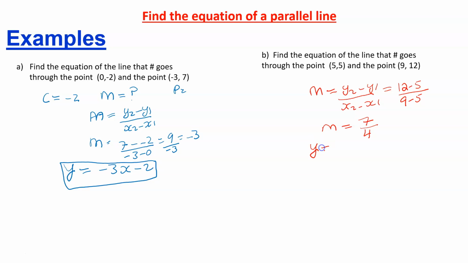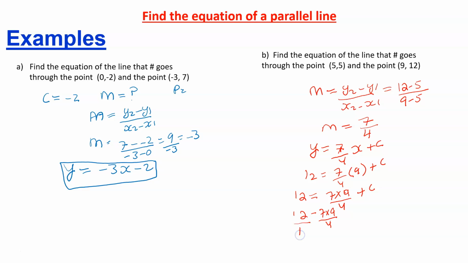To find your c, you're going to use the equation y equals mx plus c, but you know your m is 7 over 4. What is c? C is what we are trying to find. Let's use one of the 2 points. Let's use that one. We can use 5, 5. Okay, let's use 12 over 9. So we got 12 equals 7 divided by 4 times 9 plus c. That's 12. 7 times 9 divided by 4 and plus c. Take that to the other side. 12 minus 7 times 9 divided by 4.